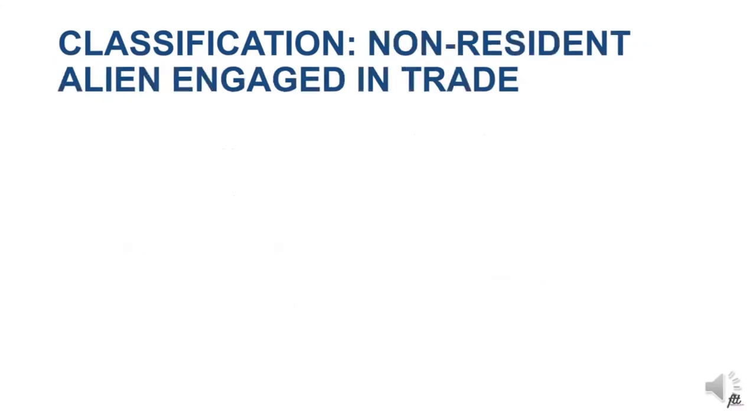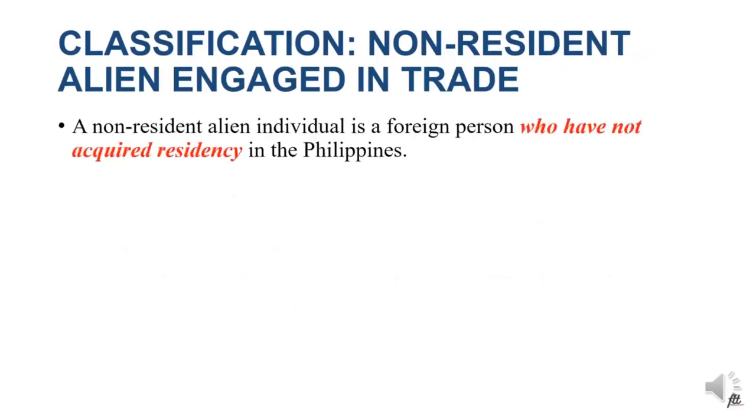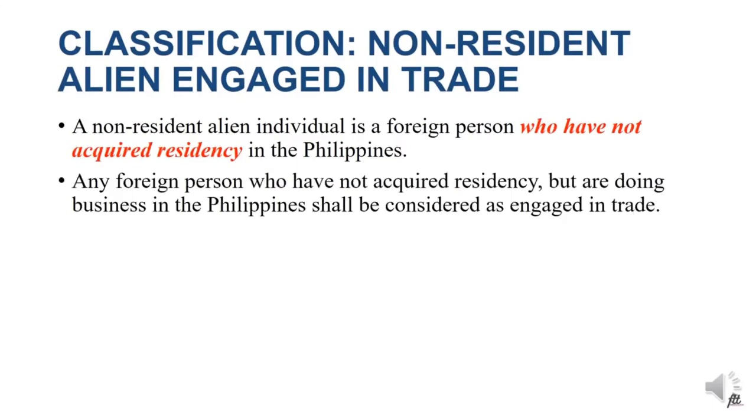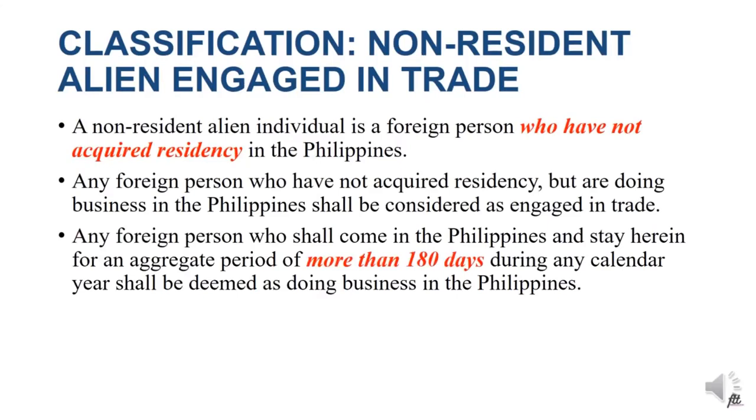So next we have the non-resident alien engaged in trade or business. A non-resident alien individual is a foreign person who has not acquired residency in the Philippines, meaning he has not stayed for more than 2 years in the Philippines, as the resident alien did. So any person who has not acquired residency but is doing business in the Philippines shall be considered as engaged in trade. So any person who shall come to the Philippines and stay herein for an aggregate period of more than 180 days, meaning more than 6 months, during any calendar year, shall be deemed as doing business in the Philippines.